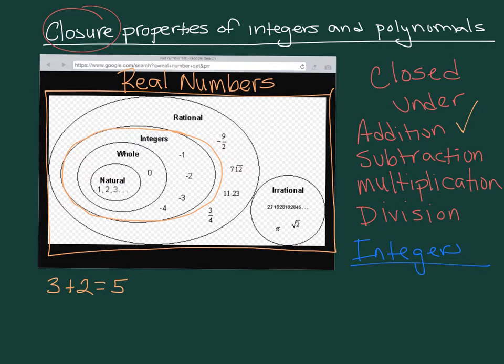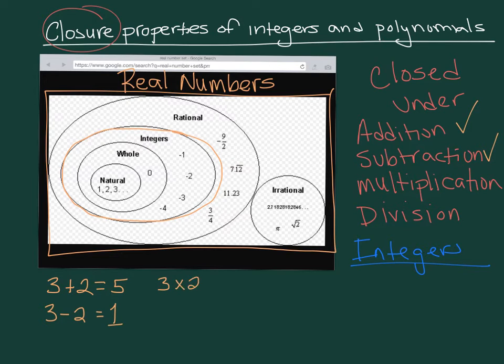Let's look at some subtraction here. 3 minus 2. Well, that's equal to 1. So I started again off with two integers. In this case, 3 and negative 2 were the integers, and the combination of those two created 1. All right, everything's still an integer, so it's still closed. So we are still closed under subtraction because there's no combination that you could create here that wouldn't lead us to another integer. Let's try multiplication.